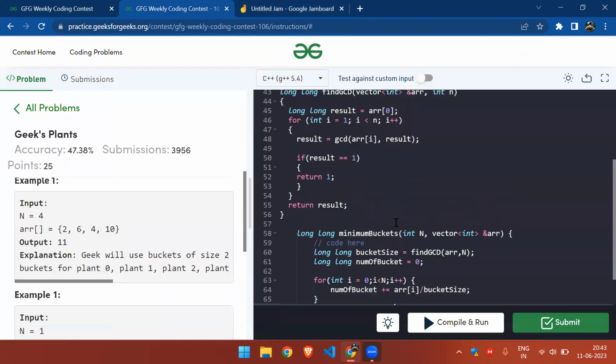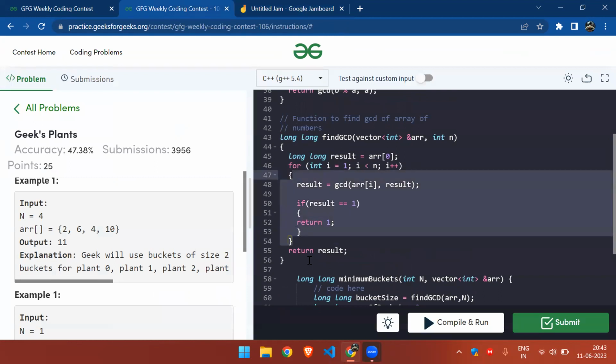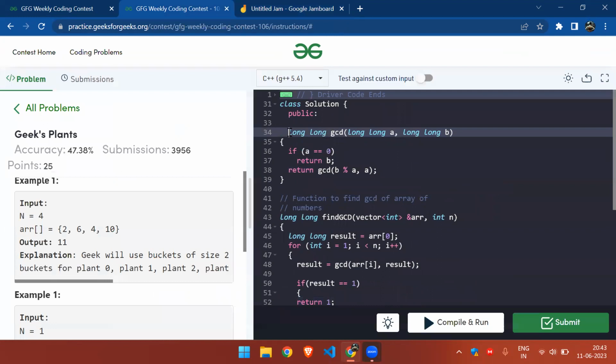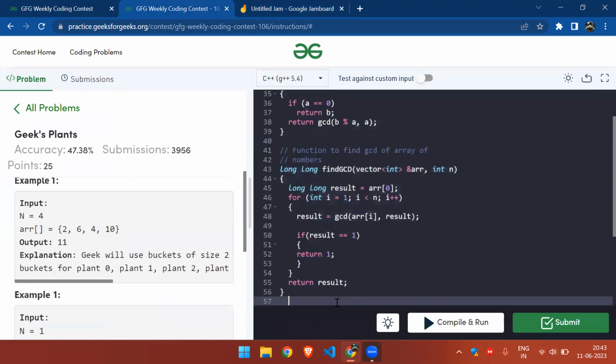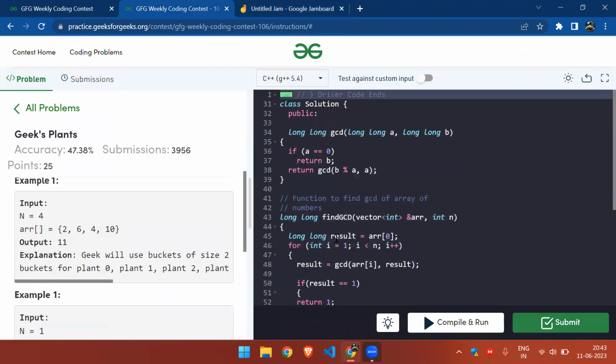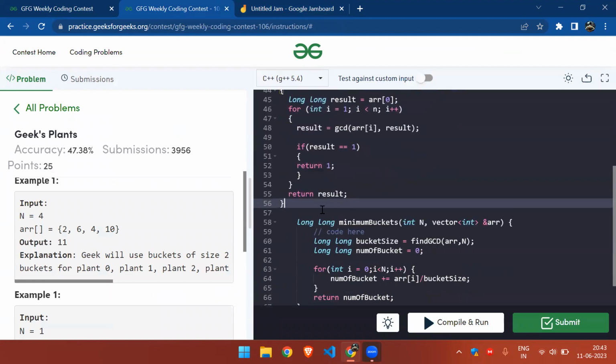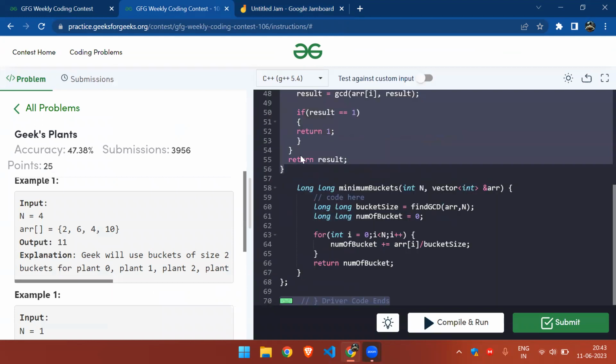So I hope you understood this code. This was the code I looked into on GFG, since I found it difficult to calculate the GCD of two numbers. I actually forgot, so I took the reference from them, and yeah, I solved this problem.